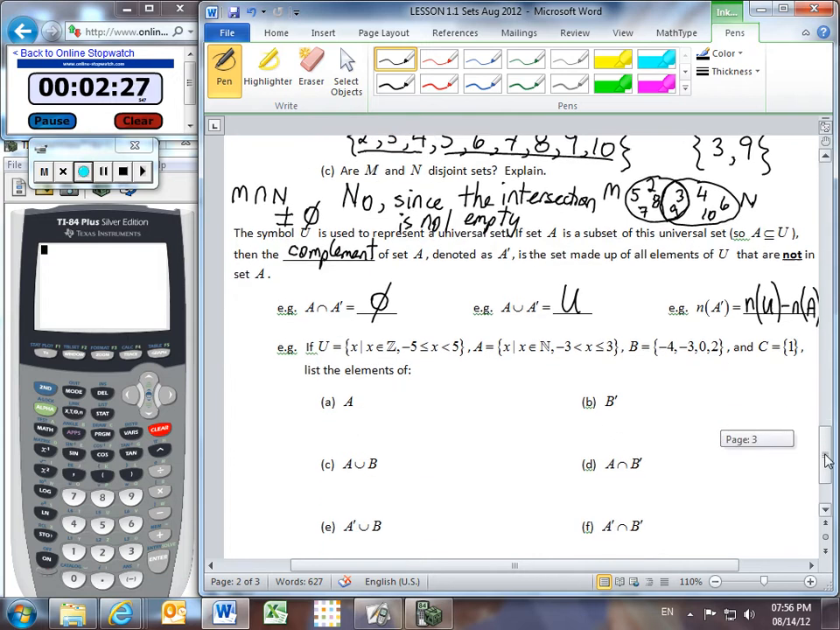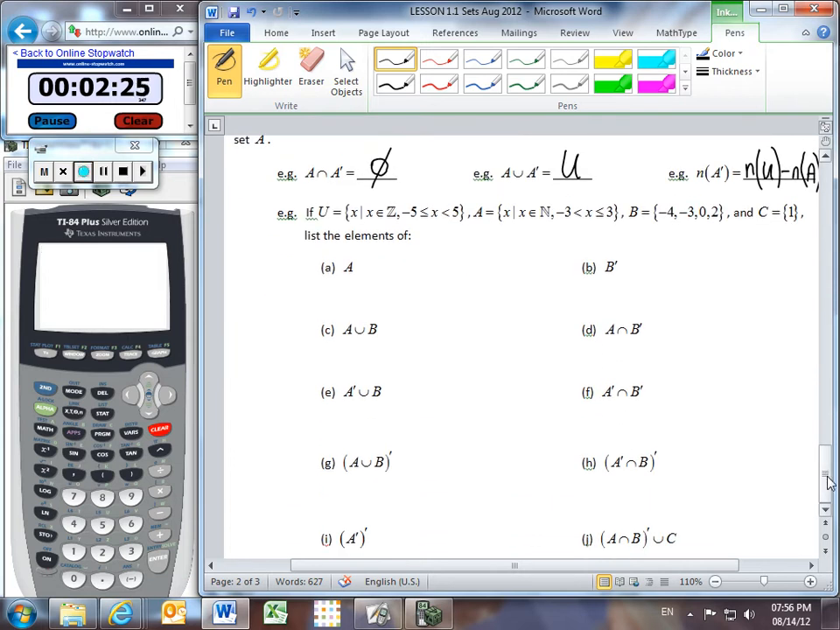And the last series of examples. Let's suppose that U is all of the integers from -5 up to 5. You'll notice that the -5 is included, but 5 is not included. Meanwhile, A are all the natural numbers from -3 exclusive up to +3 inclusive. And B and C have been given as lists of elements, which is a little bit easier to understand because it's not in set builder notation.